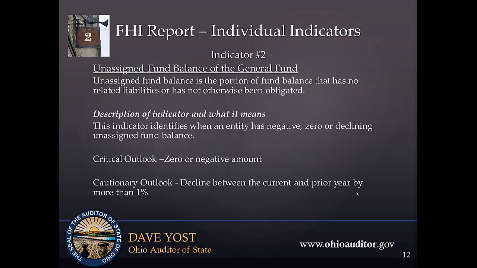For indicator 2, the critical outlook is met by having a zero or negative amount, and the cautionary outlook a decline between the current and prior year by more than 1%.